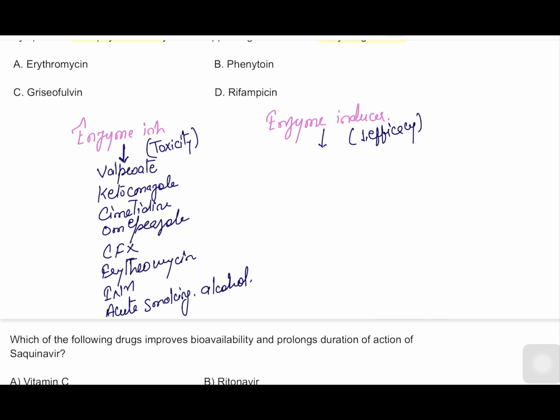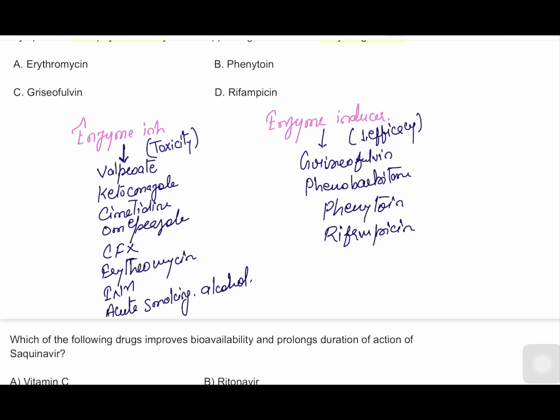What are enzyme inducers? Means they will increase the activity of cytochrome enzymes. These will be griseofulvin, which is an antifungal drug, phenobarbital, phenytoin, rifampicin, nevirapine, and chronic smoking and alcohol. These will be the enzyme inducers.